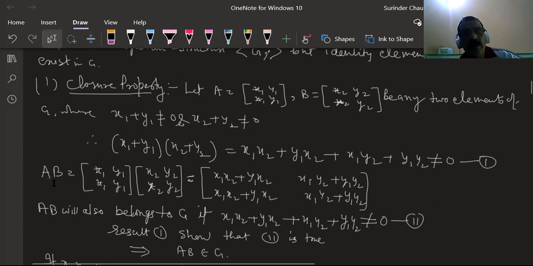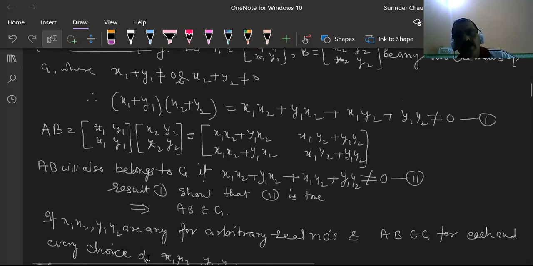Now let's multiply A and B using row by column multiplication. So we get a resultant matrix like this. Now this product will belong to G if the sums of the elements in the first column and the second column are not equal to 0. The first result is x1 by 1 plus x2 by 2, and the result is the same as the sum of these elements. This shows that the product belongs to G, which implies G is closed under the binary composition of multiplication.